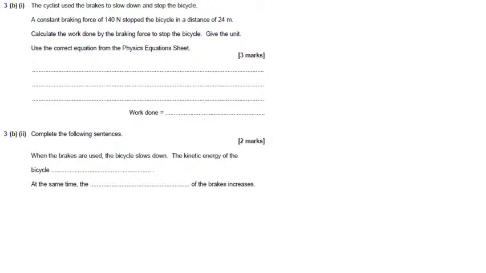B part 1 asks us to calculate the work done when a force of 140 newtons acts over a distance of 24 meters. So the work done is force times distance. In this case we take 140 newtons times 24 meters, and that gives us a work done of 3,360 joules.